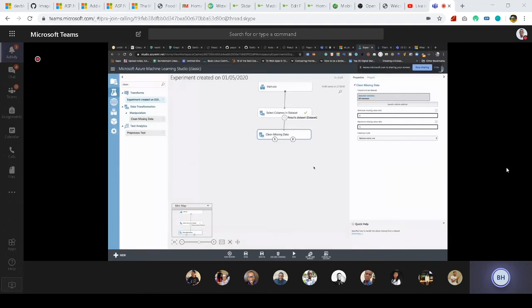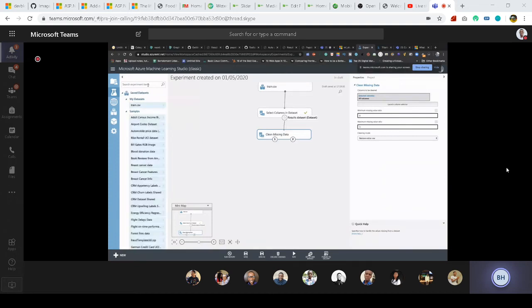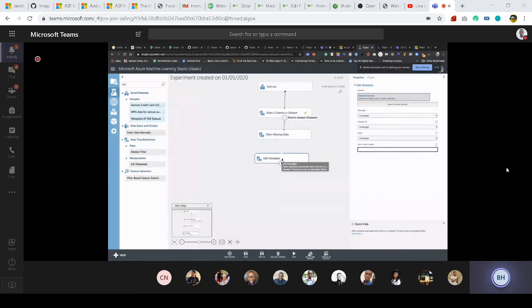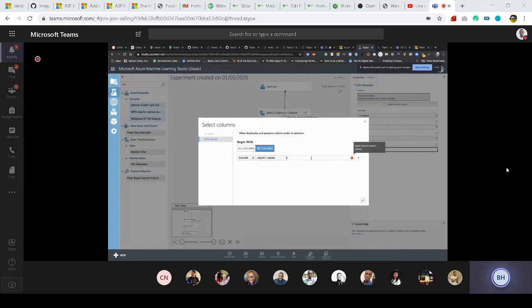Because I have categorical data like embarked, sex, so I need to encode them, because machine doesn't read string, it reads numerical values. So I'll be using edit metadata for that. Okay. So from here I can pick the columns I want to encode. So I'll be encoding sex and embarked.